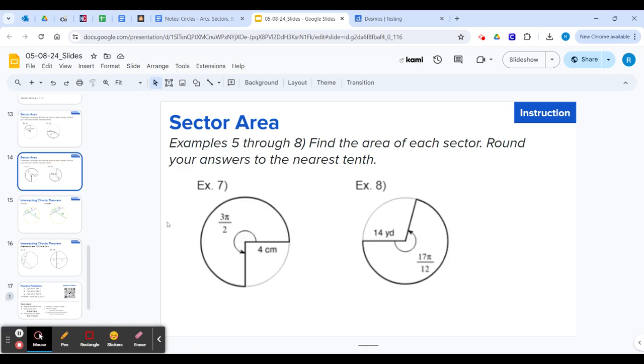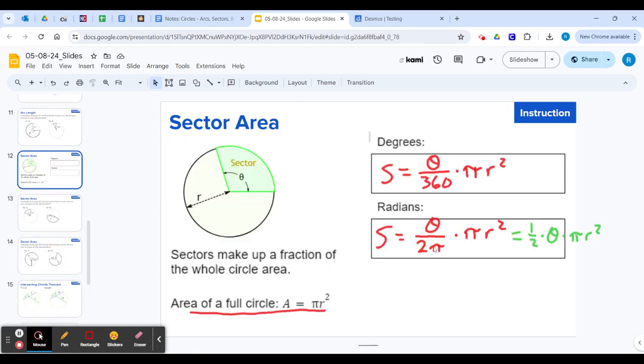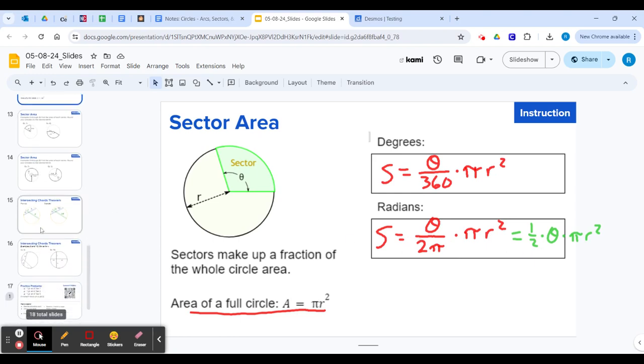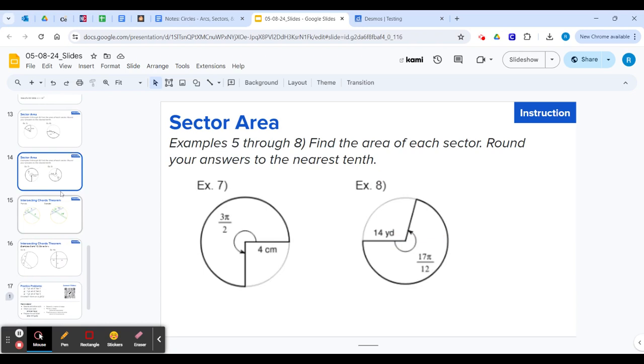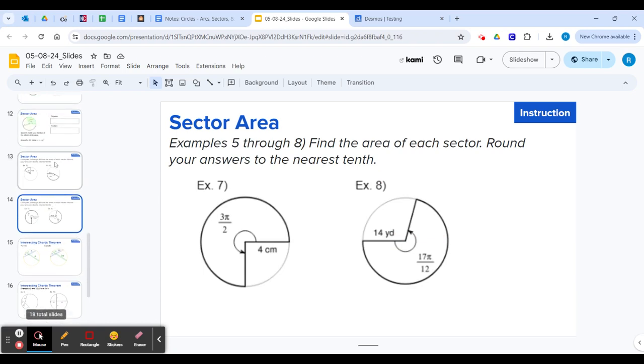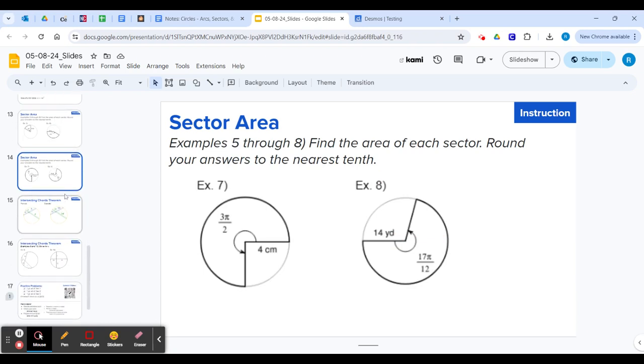Working with radians, it's up to you whether you use the full red formula or that simplified green formula. It's probably easier actually to use the simplified green formula, at least to type it into Desmos. So I'm going to teach it that way, but you can always go back and just use the full red one and simplify.